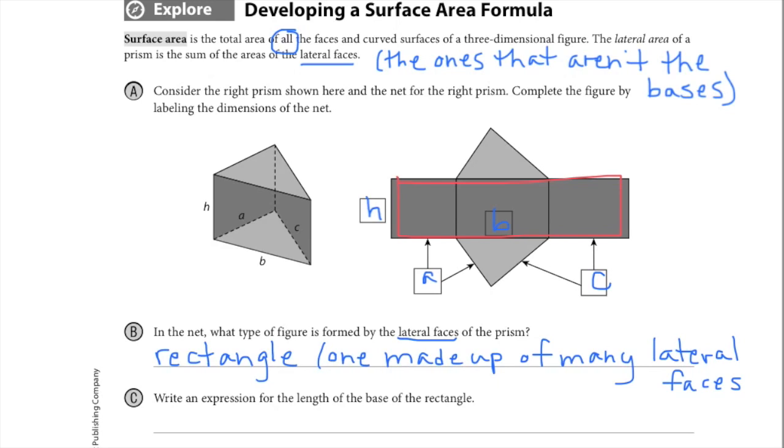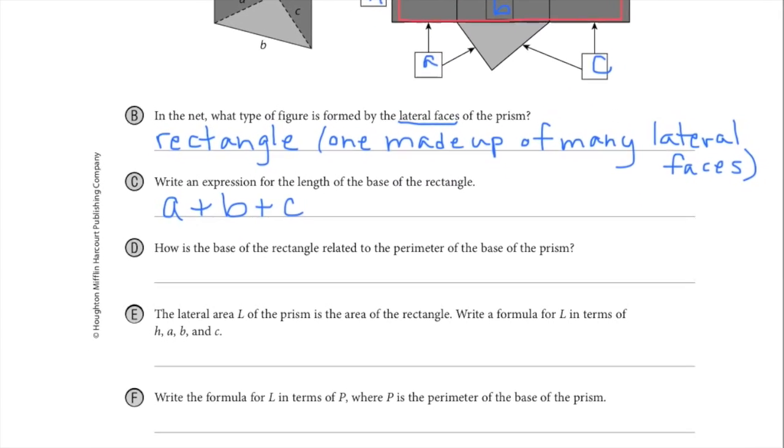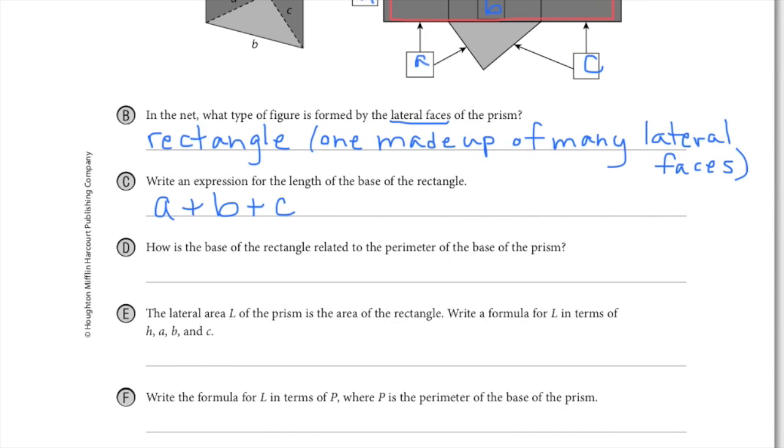So the next thing we're being asked to do is to write an expression for the length of the base of that rectangle. And that base that you see there is A plus B plus C. So we're unfolding all the sides of the triangle for that base length. Part D, how is the base of the rectangle related to the perimeter of the base of the prism? Well, the perimeter is the same thing as all three sides of the triangular base of the prism, so it's the same thing.